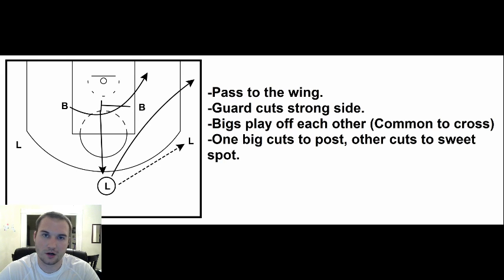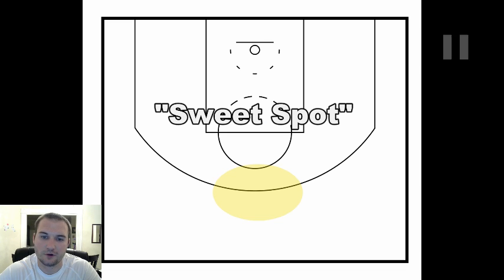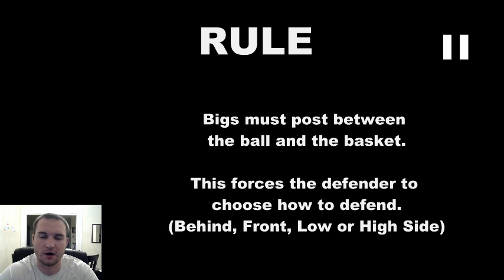It doesn't matter if the guard cuts strong or weak. It really just dictates what they do after that. But the most common is pass to the wing, guard cut strong side. Bigs play off each other. It's very common for them to cross or just to screen for each other. One big will go to the blow post, one will go to the sweet spot. Now, the sweet spot is Bill Self's terminology for the center of the floor, where the guy with the ball is at the top of the key. So when you hear sweet spot, now you know what I'm talking about.